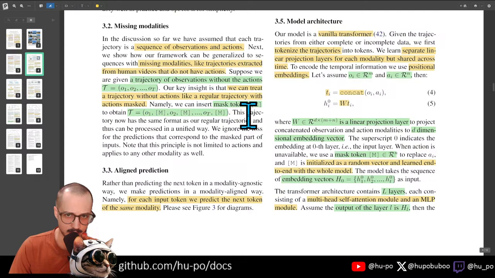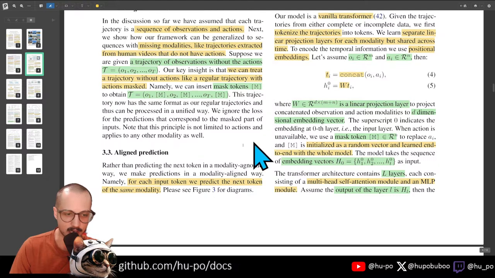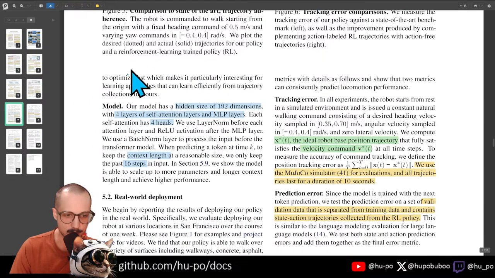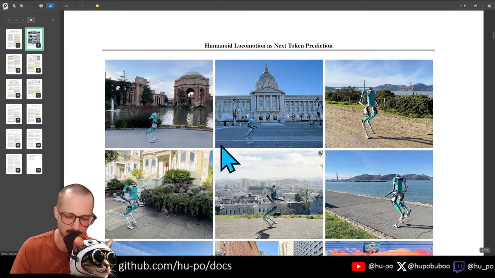So that's roughly the controller. The controller is just a transformer. They use a pretty small transformer because it needs to do inference on a robot that probably doesn't have a GPU, so it needs to be small enough to do fast inference on a CPU.